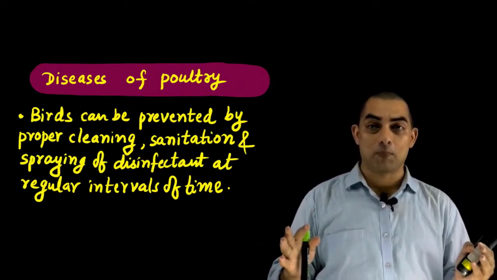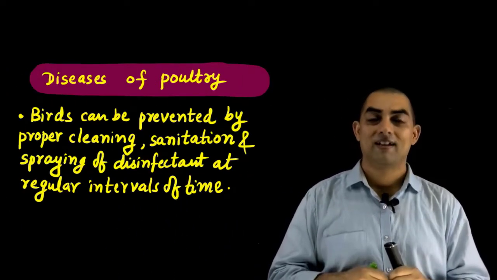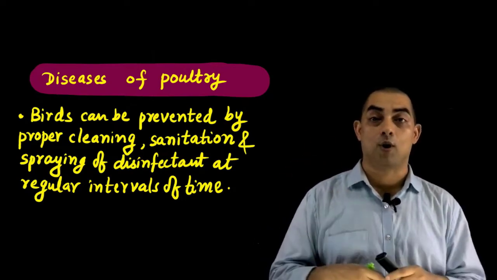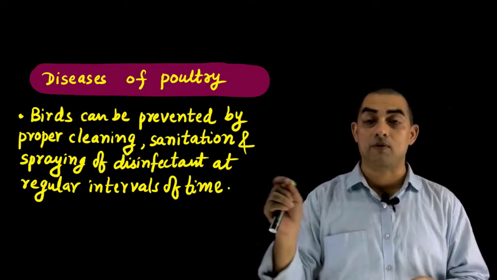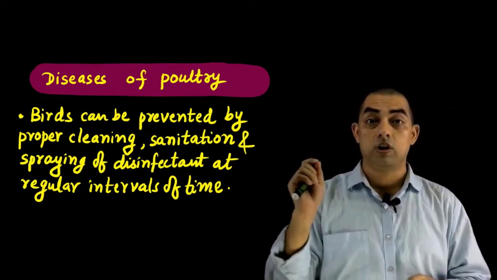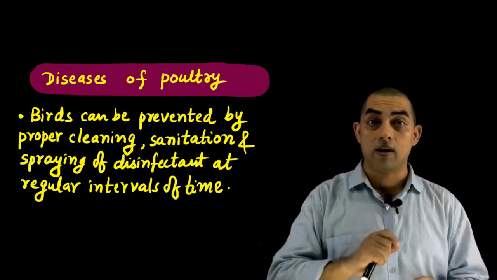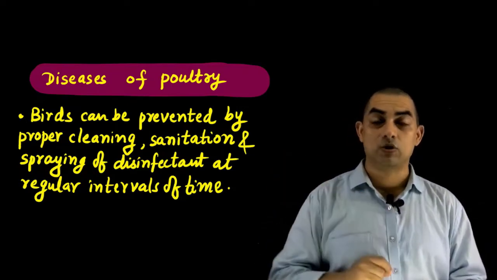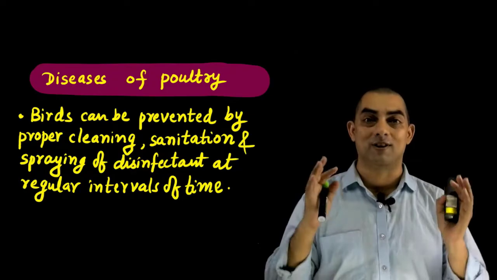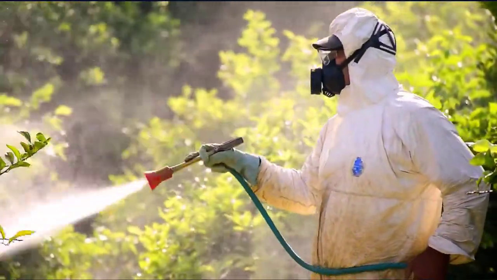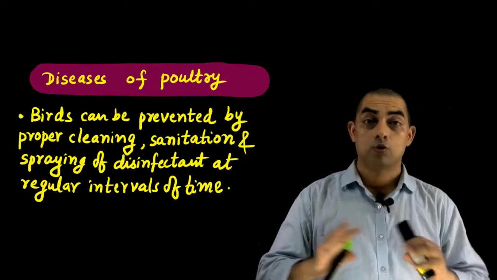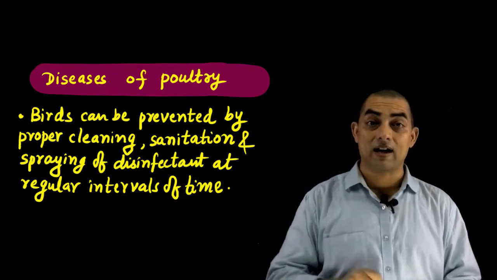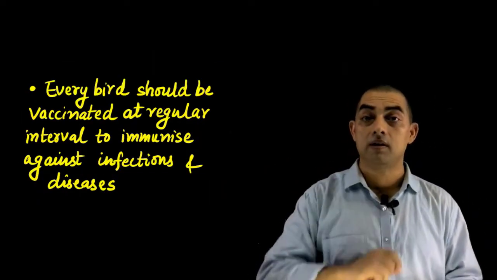Now, the last topic is the diseases of poultry. Like human beings and cattle, these poultry birds also suffer from lots of diseases. So birds can be protected by proper cleaning. These birds should be cleaned properly and regularly, and the place where they are kept should be sanitized properly. And nowadays I think you know the meaning of the word sanitization, and spraying of disinfectant at regular intervals of time. So the place where these birds are kept has to be properly disinfected and sanitized, and the birds also have to be cleaned regularly.